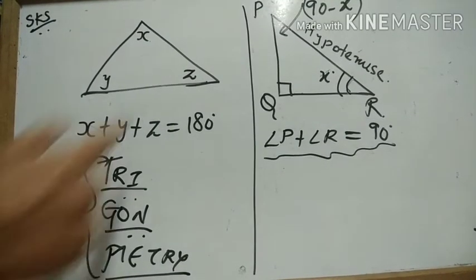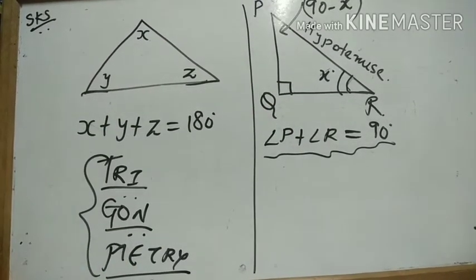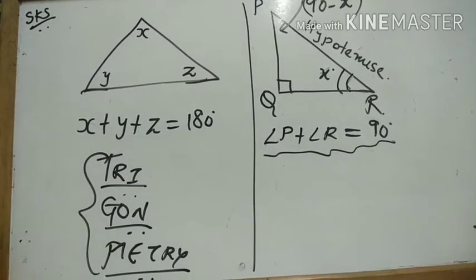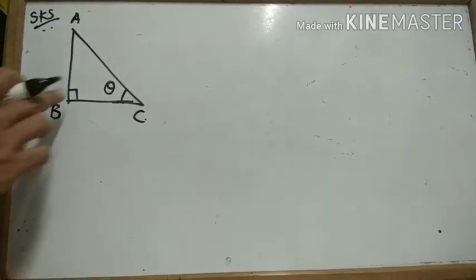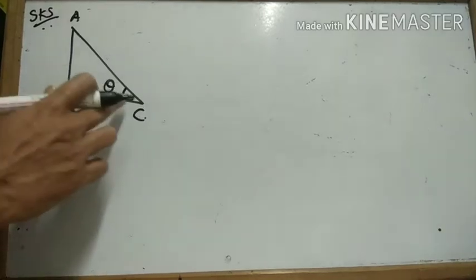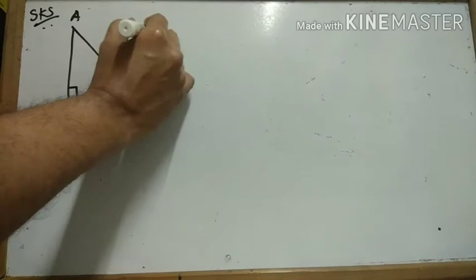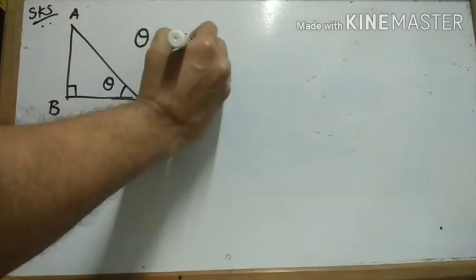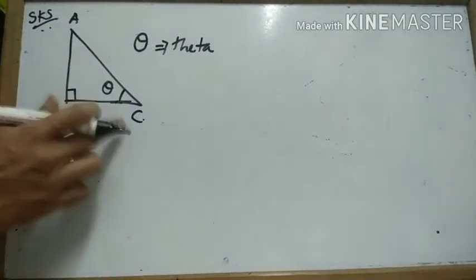But prior to trigonometry, I have just revised two simple concepts. One is sum of all angles of a triangle is 180. And in a right angle triangle, two acute angles are complementary to each other. You can see I have drawn a right angle triangle ABC where angle B is 90 degree, and besides angle C I have written some new symbol for you. This symbol is a Greek symbol. It reads as theta. So angle C's measure is theta.